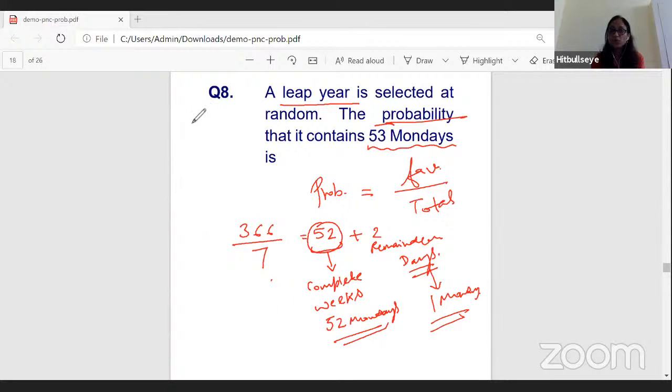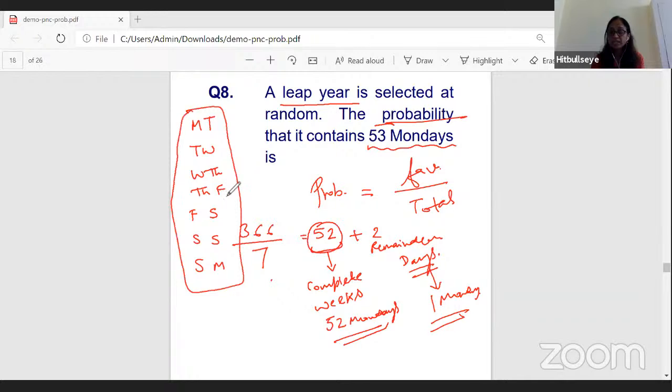What are the 2 consecutive days possible? It can be Monday, Tuesday; Tuesday, Wednesday; Wednesday, Thursday; Thursday, Friday; Friday, Saturday; Saturday, Sunday; or Sunday, Monday. These are the only possibilities for the last 2 consecutive days. How many are these in total? 1, 2, 3, 4, 5, 6, and 7. So total are 7. How many of them are favorable? Favorable will be those that give me a Monday. So favorable is the first one and the last one. So favorable are only 2.